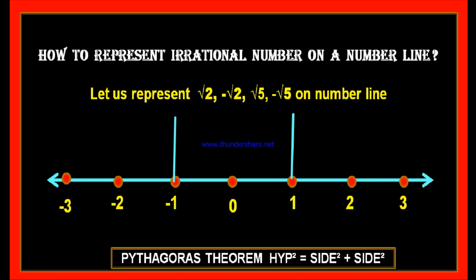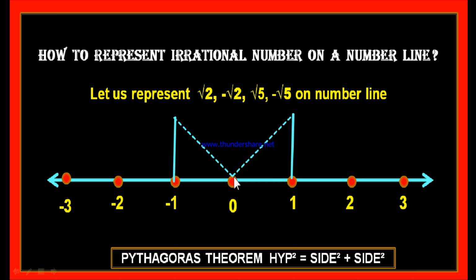Pythagoras theorem. What does this Pythagoras theorem state? In a right triangle, hypotenuse square is equal to side square plus side square. Understood? Only, hypotenuse is equal to root over side square plus side square. Let us use this knowledge to get root 2.